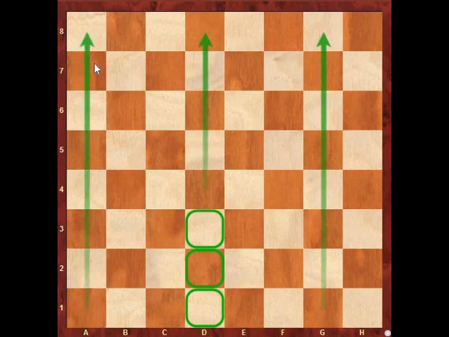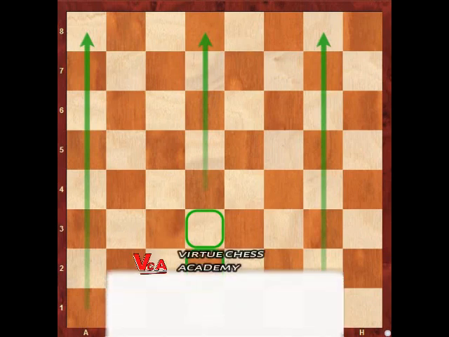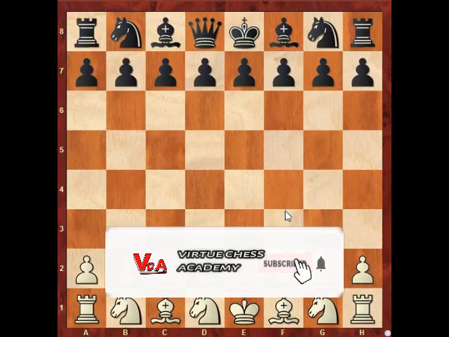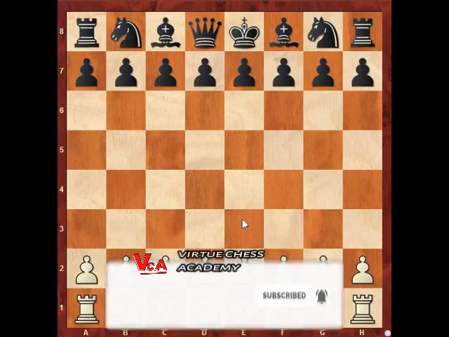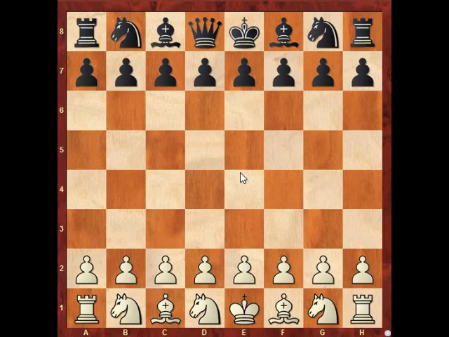Now let me explain how to name the squares. Ranks and files are quite simple. I'll teach you how to name the squares now. If you have ever been to a chess tournament, you must have heard lines like D4, F5, E6. So what are these? Let me explain.